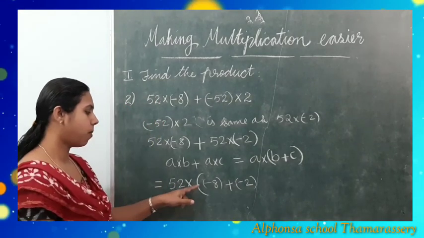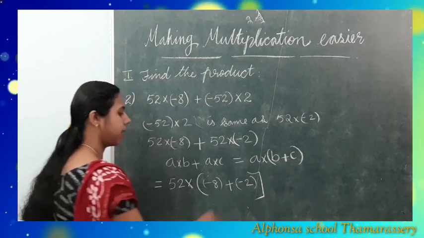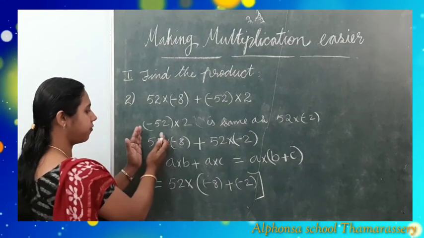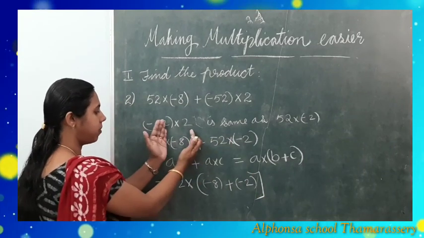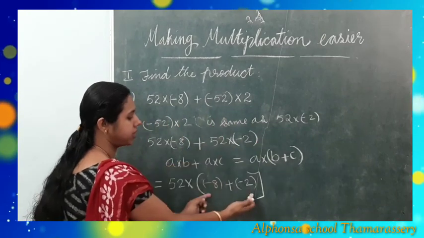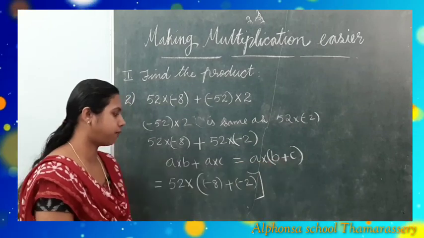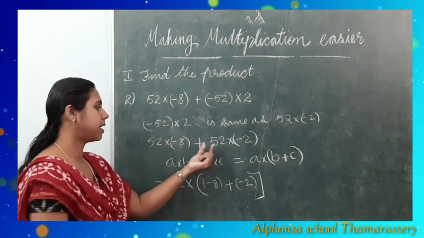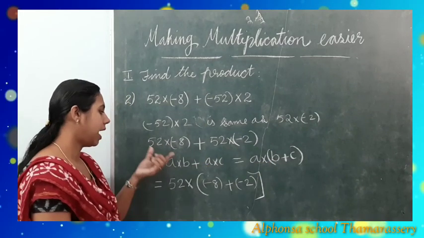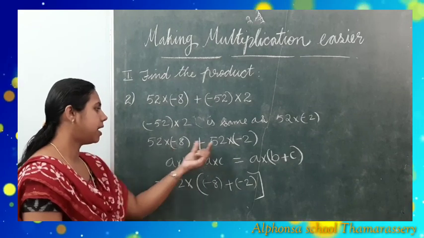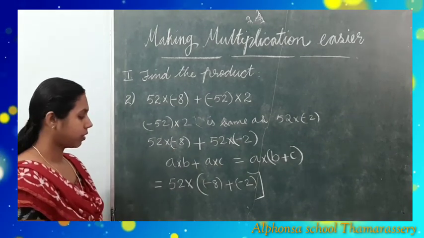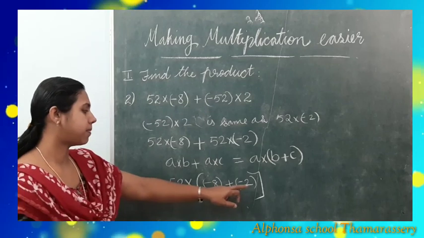52 into minus 8 plus minus 2. We take 52 out, then minus 8 and minus 2 is left in the bracket. That is the A into B plus C form. Here A into B plus A into C is equal to A into B plus C. So 52 into minus 8 plus minus 2.